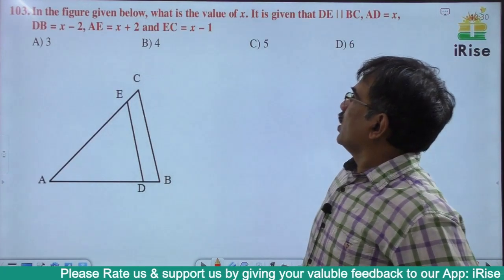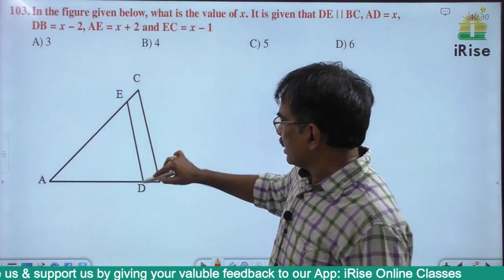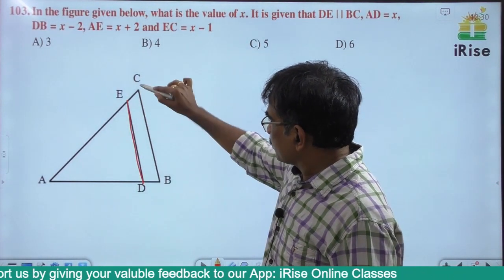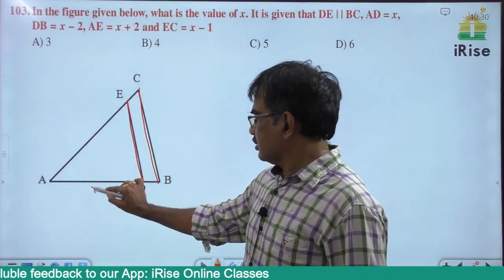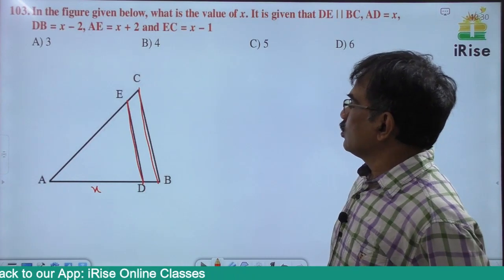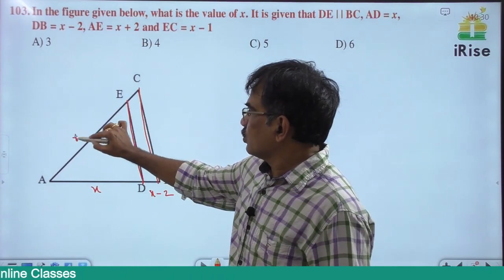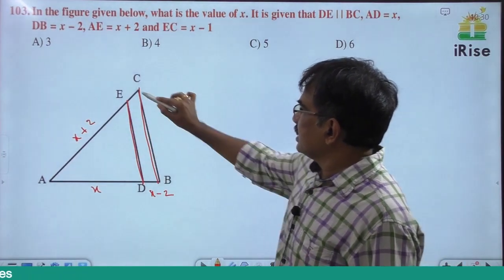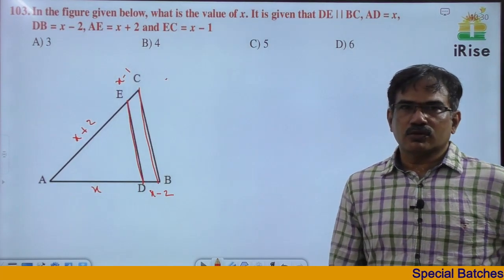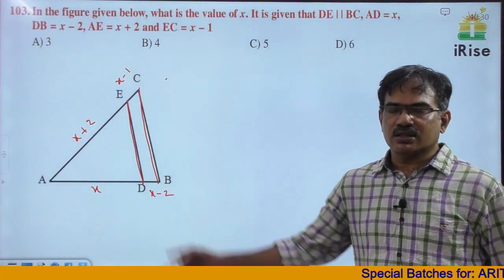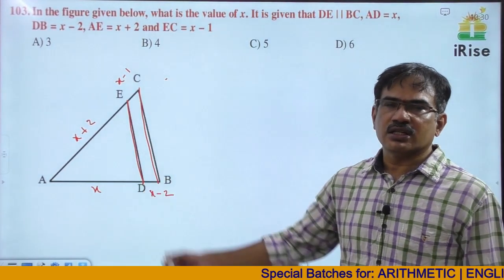In the given figure below, what is the value of X? It is given that DE is parallel to BC. So this line is parallel to this line. AD is equal to X. DB is equal to x minus 2, this part is x minus 2, AE is x plus 2, EC is x minus 1, this part is x minus 1. Same as question number 101. In the previous problem directly numbers are given. Here it is in the form of x.